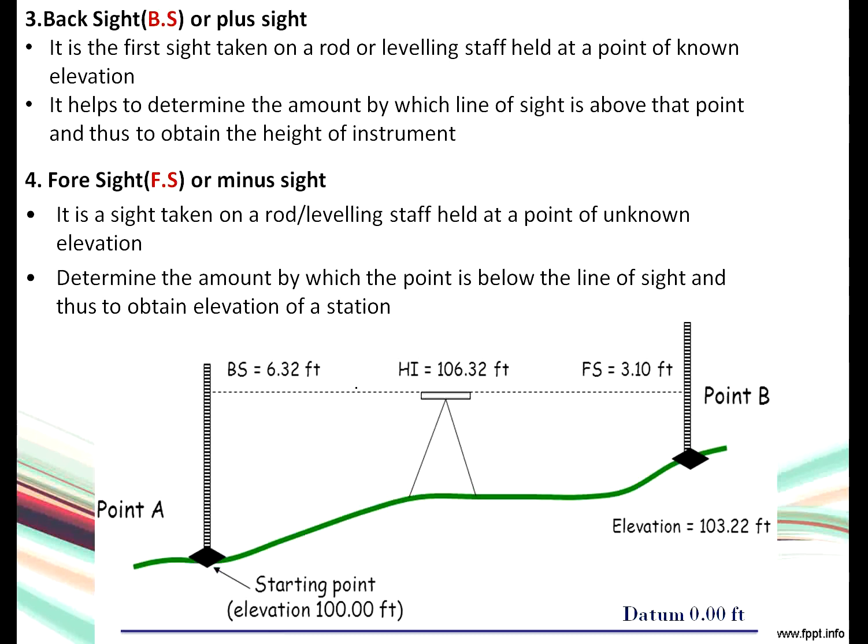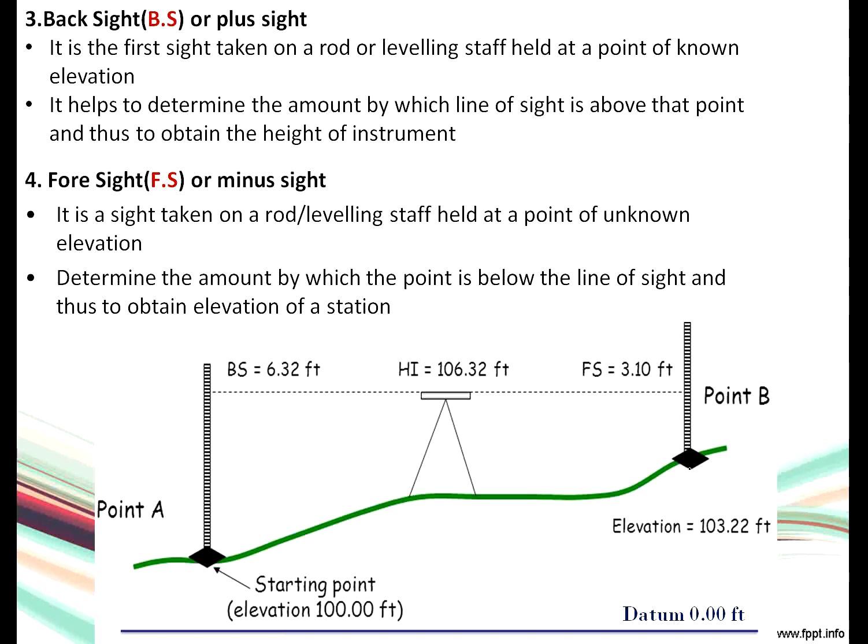Now, to determine the elevation of this line of sight, what do we have to do? Earlier we have described the height of instrument. We will get the height of instrument by adding this benchmark plus this backside. So we are actually adding the backside reading to this elevation of 100 feet. Usually we assume 100 or 50 feet as the benchmark reading. It is a random value. So this 100 plus 6.32 will be the elevation of this line of sight.